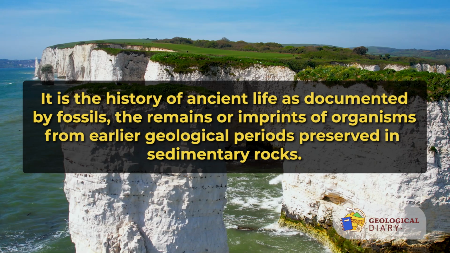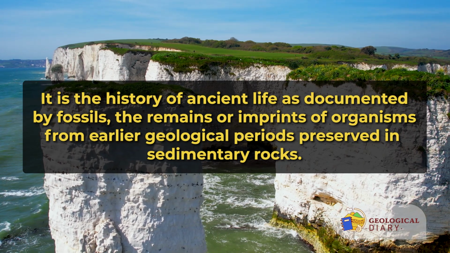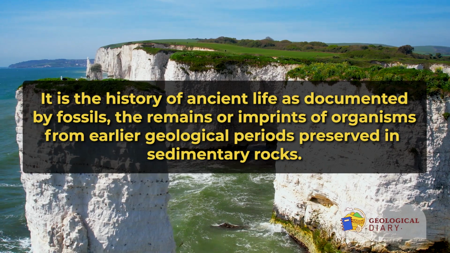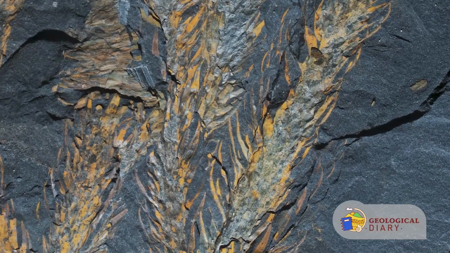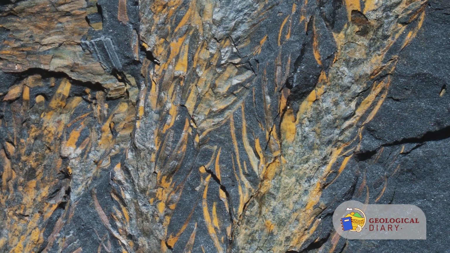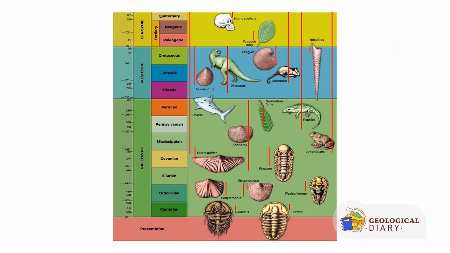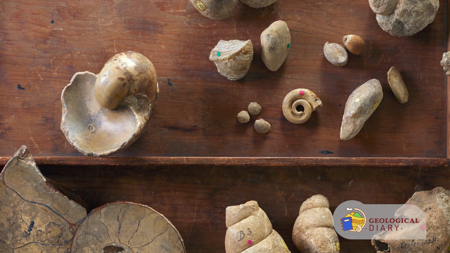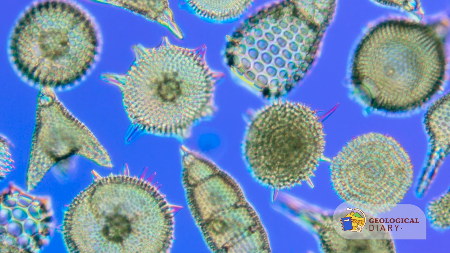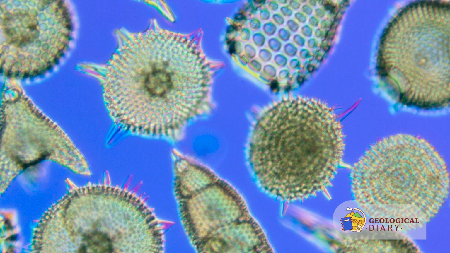It is the history of ancient life as documented by fossils, the remains or imprints of organisms from earlier geological periods preserved in sedimentary rocks. It constitutes the primary source of information on the ecology and evolution of extinct taxa. Also, it has provided the time scale for evolutionary history of many taxonomic groups, particularly those with more fossilization potential, such as those species with easily preserved skeletons, as we discussed in previous videos. Of those we know a lot regarding environmental distribution and stratigraphic ranges.